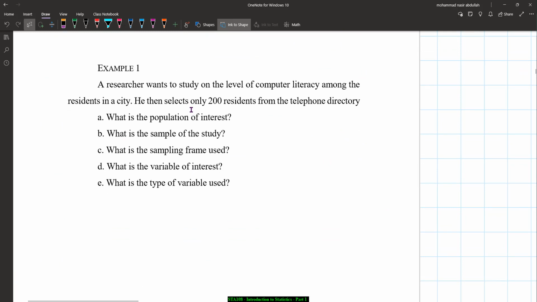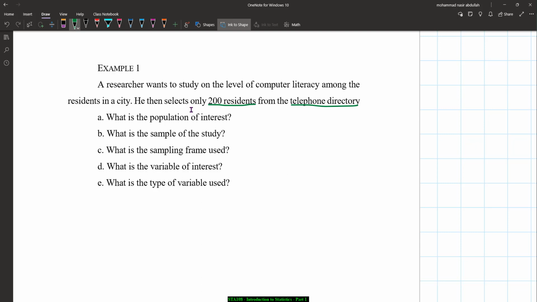Now let's look at example number 1. A researcher wants to study the level of computer literacy among residents in a city. He then selects only 200 residents from the telephone directory. This is an old example. The telephone directory used to be like a book, a phone book, with the Yellow Pages and so on. Have you seen that thick book? Inside there are names, addresses, and phone numbers.